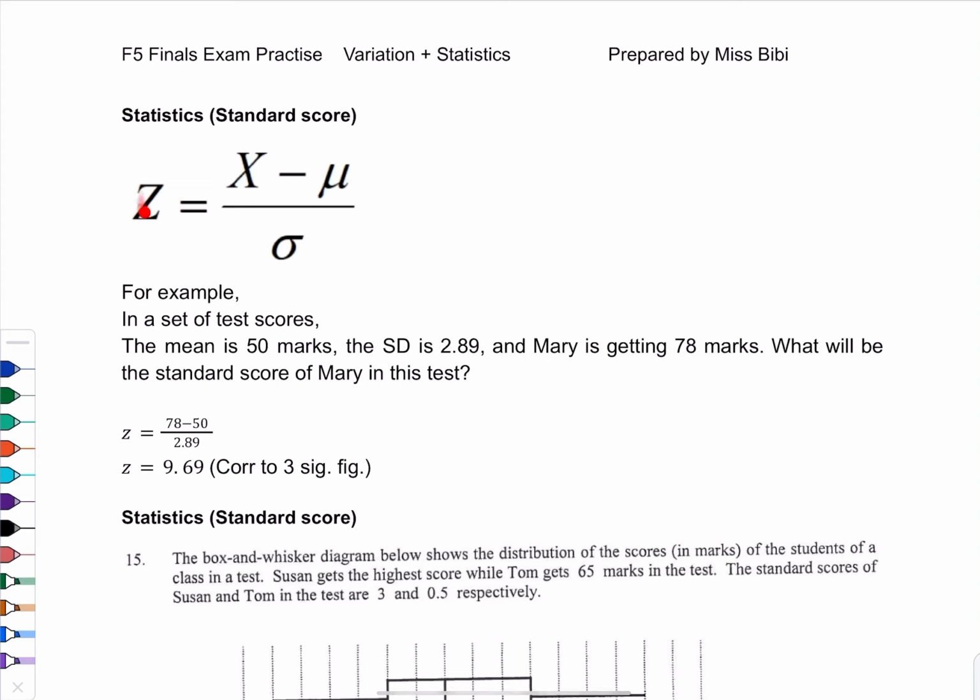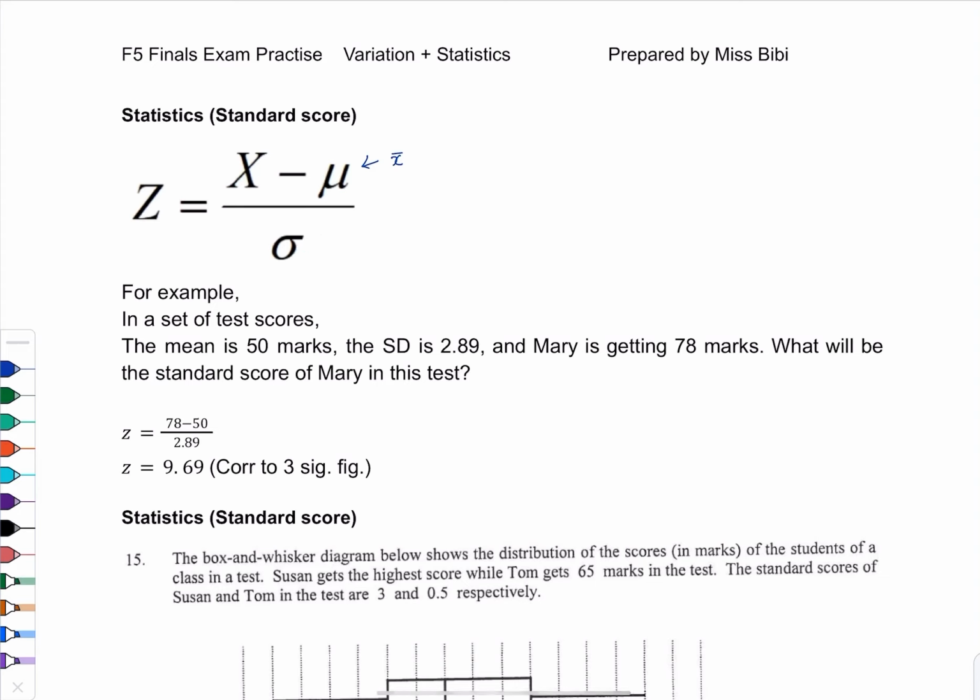You need to know the formula for it, and standard score only comes in part B, which means you can get some points from part B too. Okay, so standard score, we use the letter Z to represent it. So Z, standard score, equals marks, this X is marks, minus mean, over SD. Now for mean, you can use this symbol or you could use the bar X, up to you. And this sigma, you can represent it by the SD.